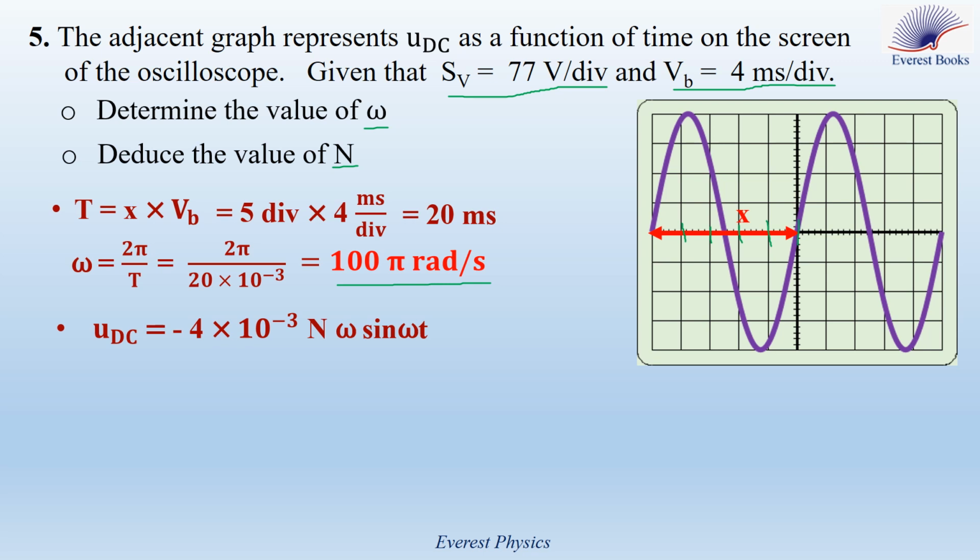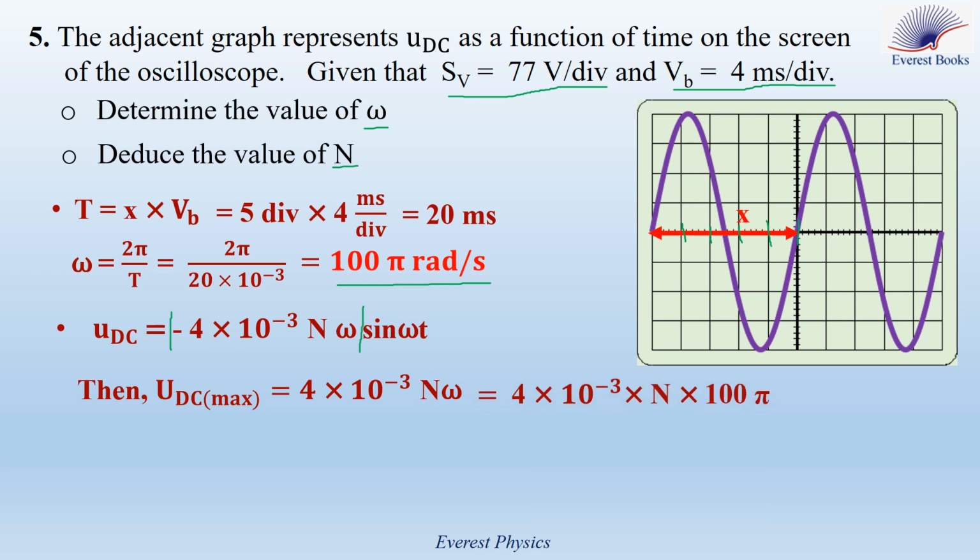From the previous slide, UDC is equal to minus 4 times 10 to the power minus 3 n omega sine omega t. But the absolute value of minus 4 times 10 to the power minus 3 n omega represents the maximum value of the voltage UDC. So, UDC maximum equal 4 times 10 to the power minus 3 n omega. Now, replace omega by 100 pi. Therefore, UDC maximum is equal to 0.4 pi n.